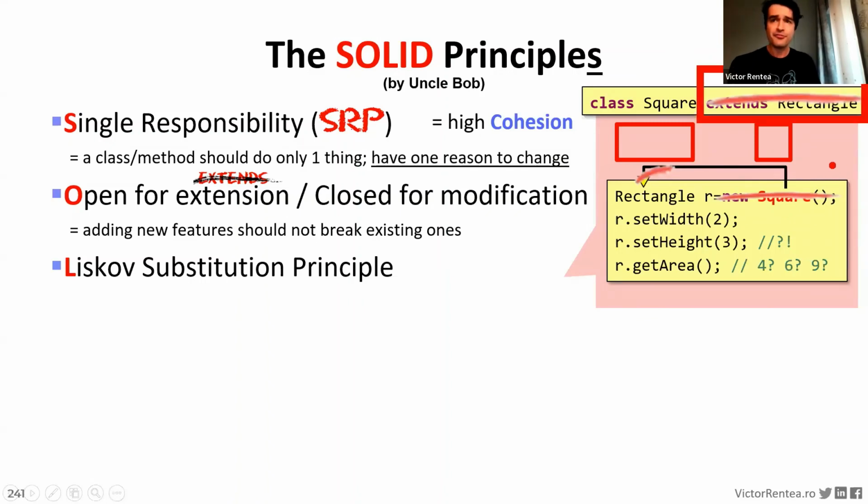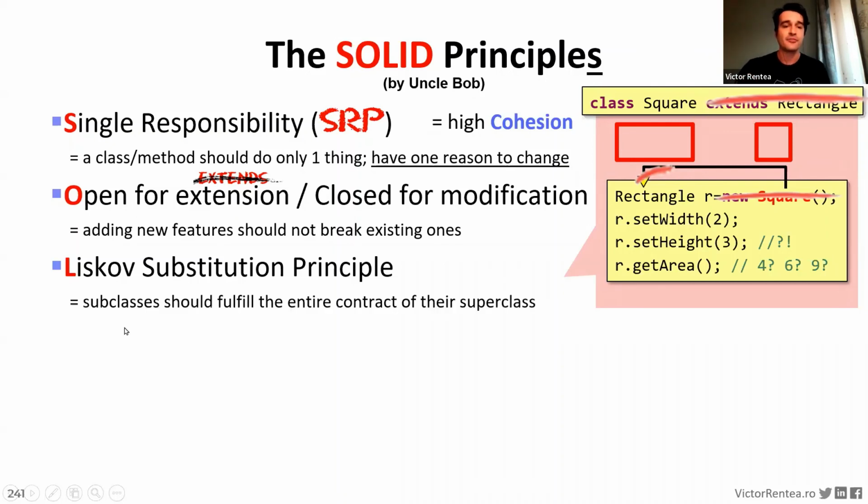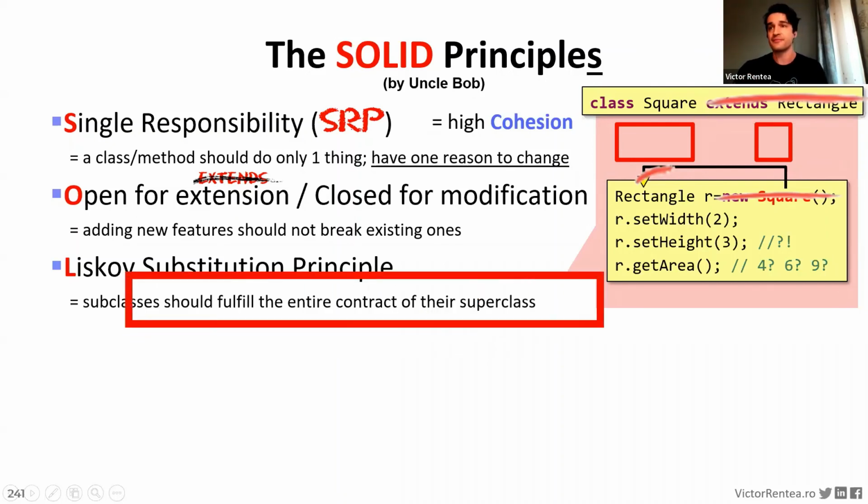Now, this code also has 2 other problems besides. So basically, square should not extend from rectangle because it cannot comply with the contract of rectangle. So anyone using the square as a rectangle will, at some point, notice that the behavior is different. You can't comply with the contract of your superclass, right? Now, there are 2 other problems here. First is that you extend concrete classes. Don't extend concrete classes. And yes, Andre, very well.